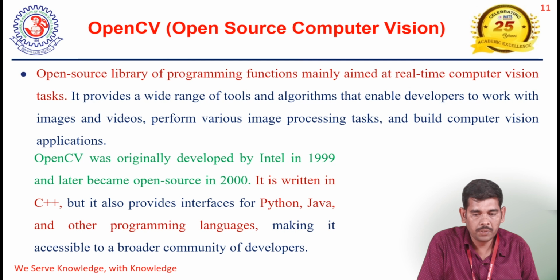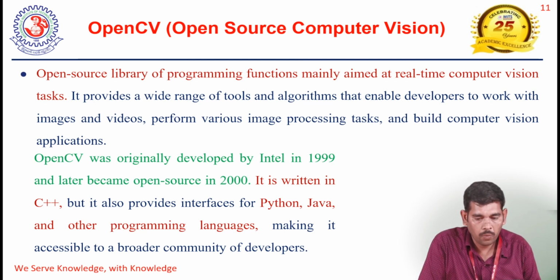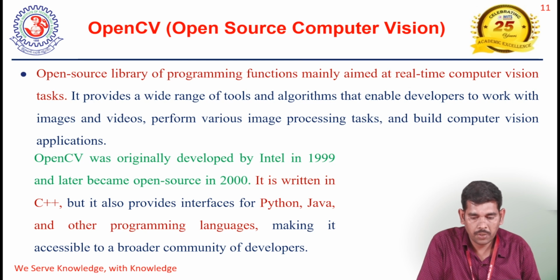OpenCV, which is open source computer vision, is a very famous library of computer vision. The open source library has programming functions mainly aimed at real-time computer vision tasks. OpenCV was developed by Intel in 1999 and then later open sourced in 2000. It's written in C++, but nowadays you have interfaces for Python, Java, and other programming languages, making it accessible to a broader community of developers. Nowadays you are using Python, so it is used more with Python.